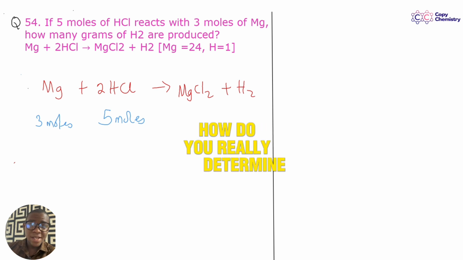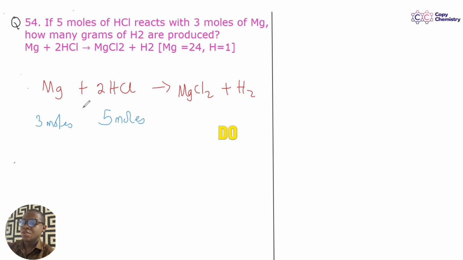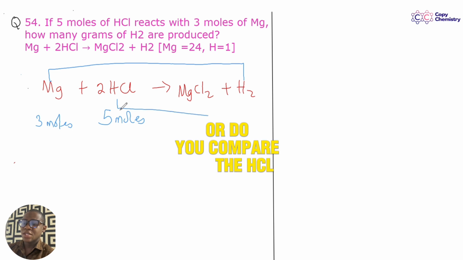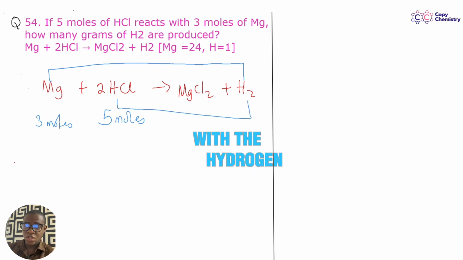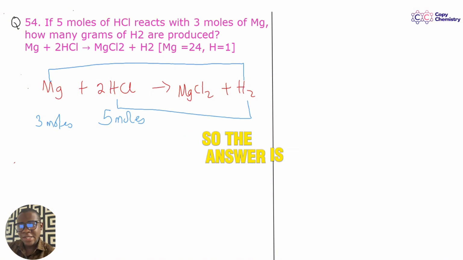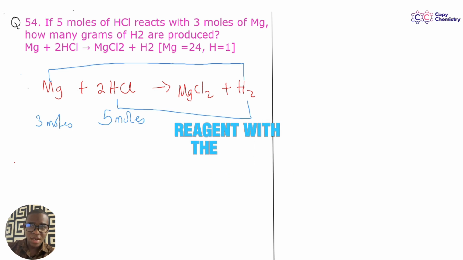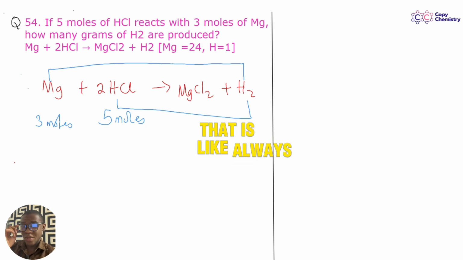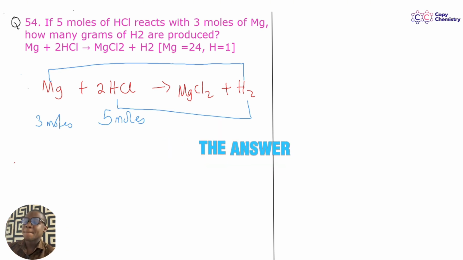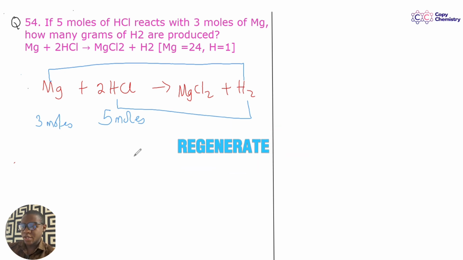Now, how do you really determine what to compare with your hydrogen? Do you compare the magnesium and the hydrogen, or do you compare the HCl with the hydrogen? Because this is proportion. The answer is we compare the limiting reagent with the hydrogen. That is always the answer every time. Don't even worry yourself, you compare your limiting reagent with what you want to generate.